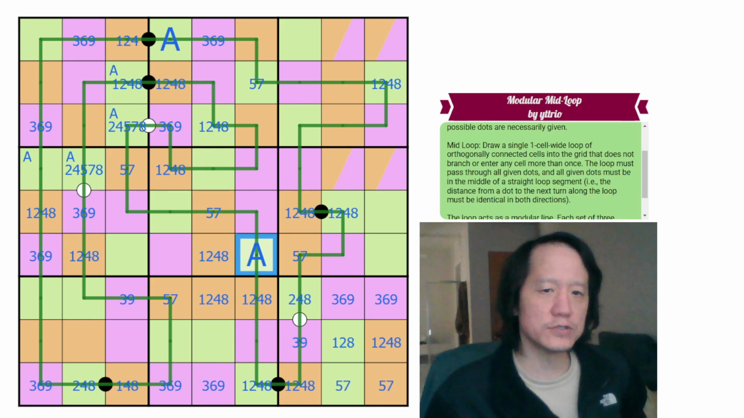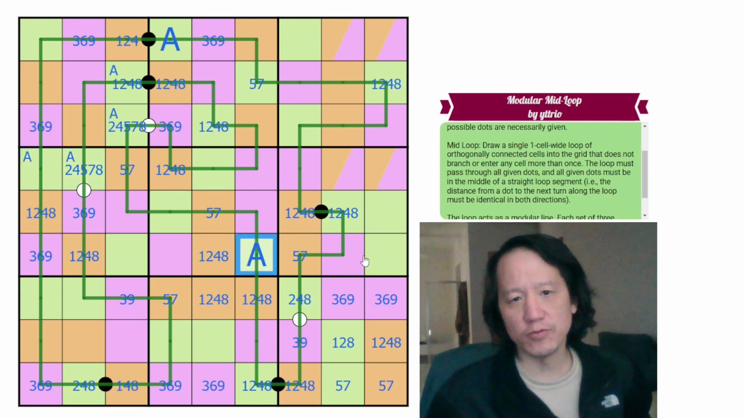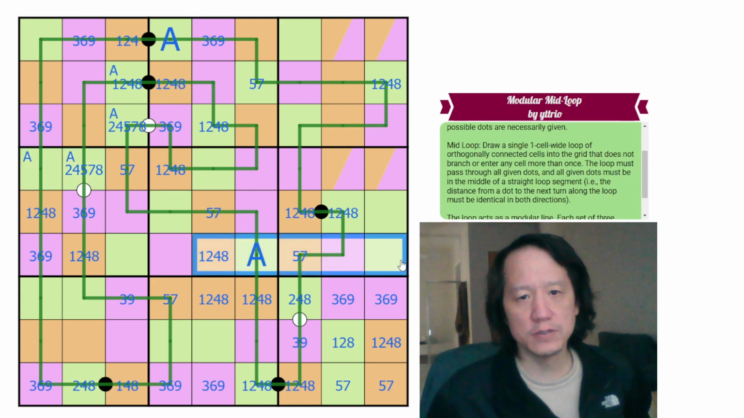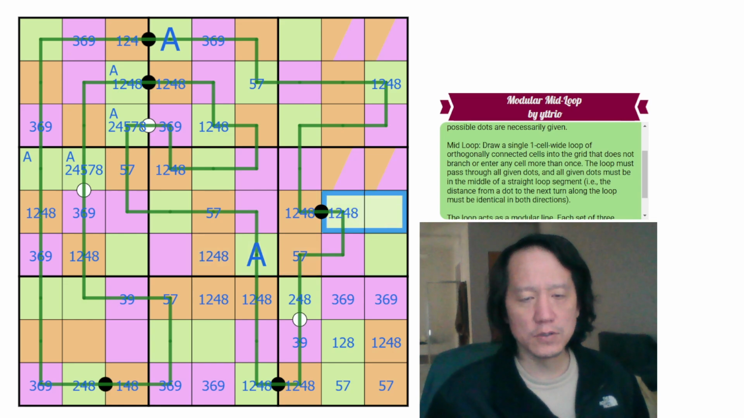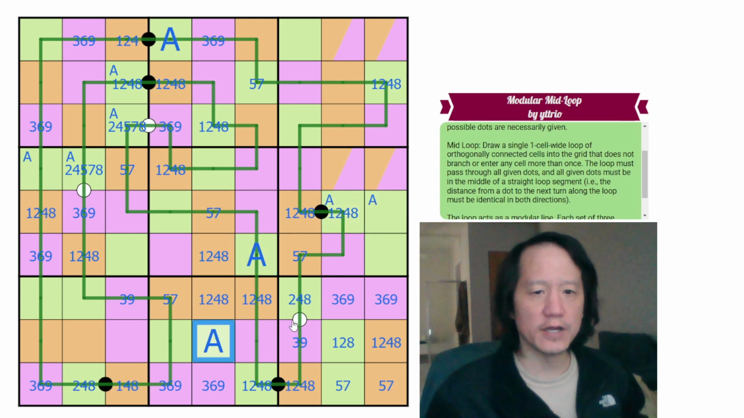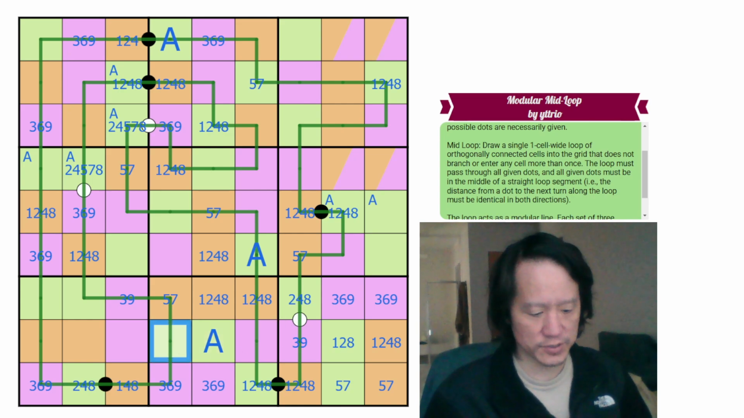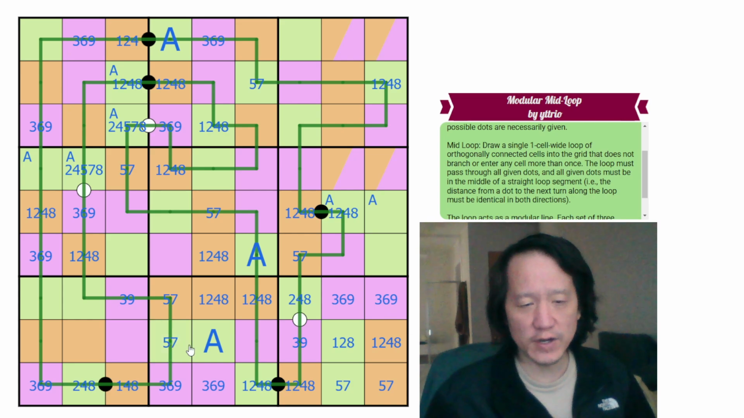Oh, interesting. Right, can't be this one because of this A. It can't be this one because of this A. Therefore, it has to be that one, which means it can't be this one. So it's one of these two. Okay. Which means this has to be an A. Okay, so this is 12. This is 1, 2, 4, 8, and this has to be the 5 or 7 then. So this is 5 or 7.